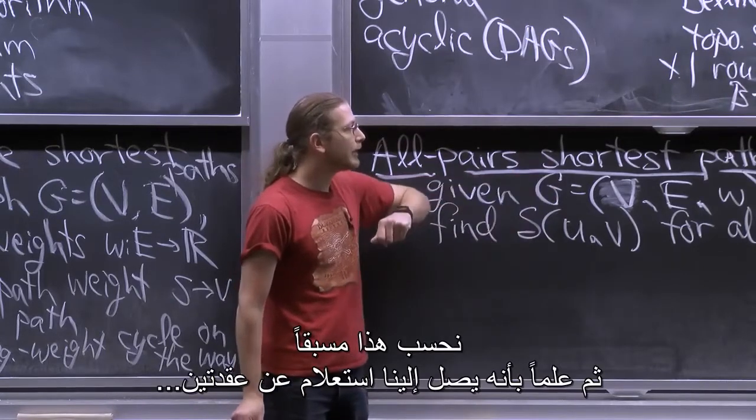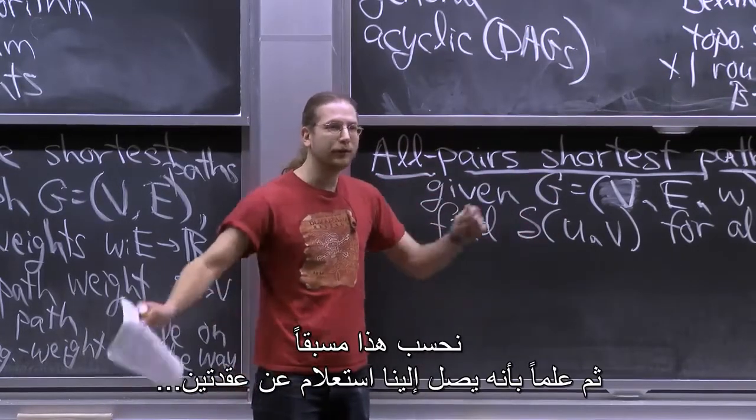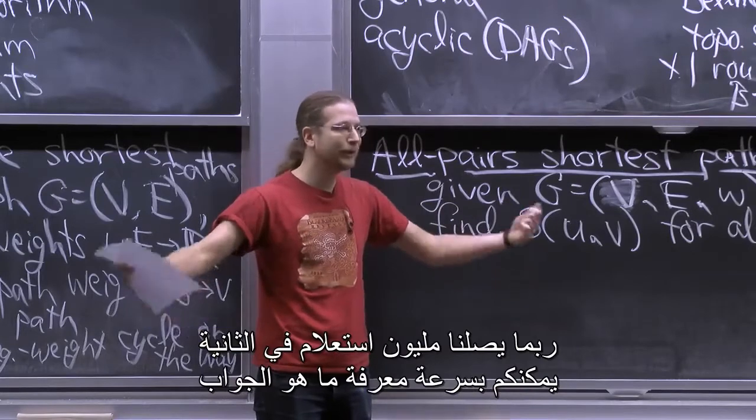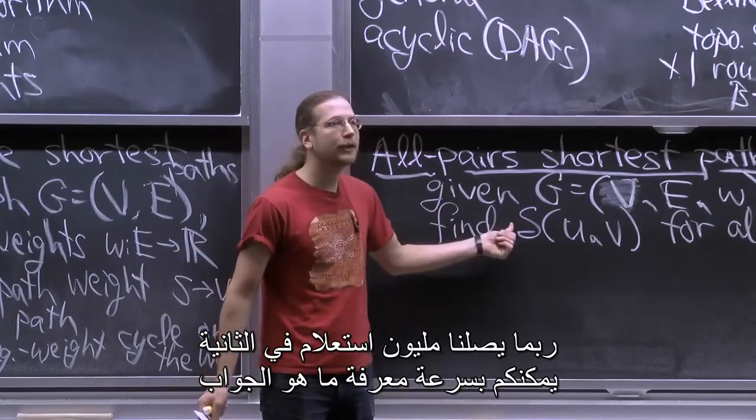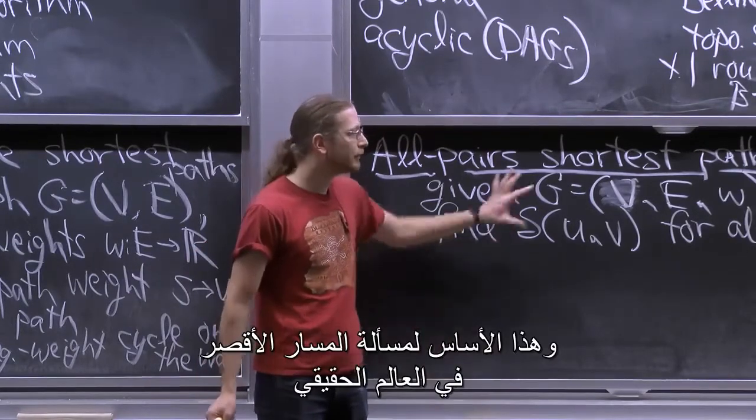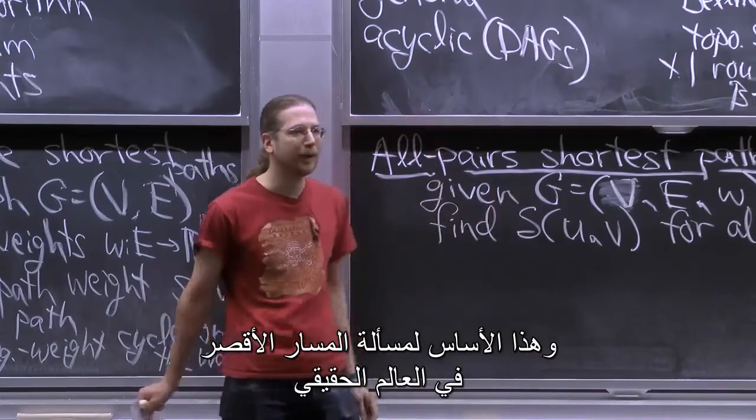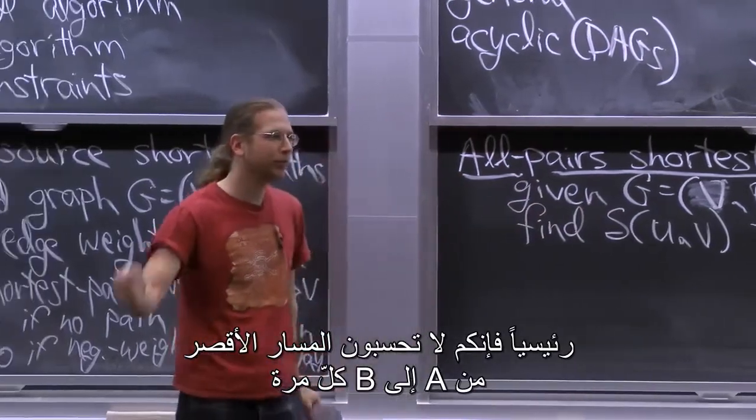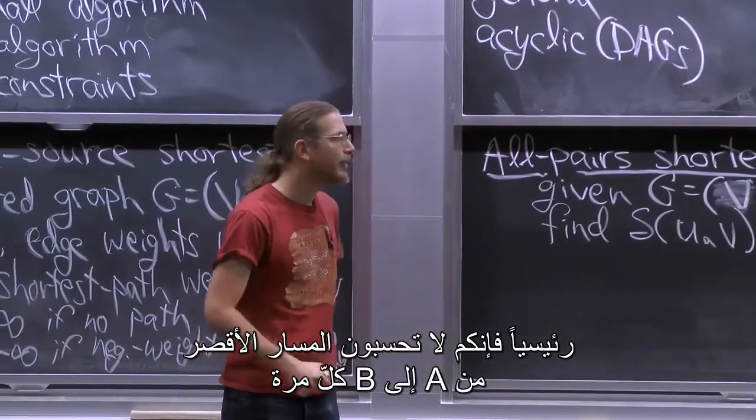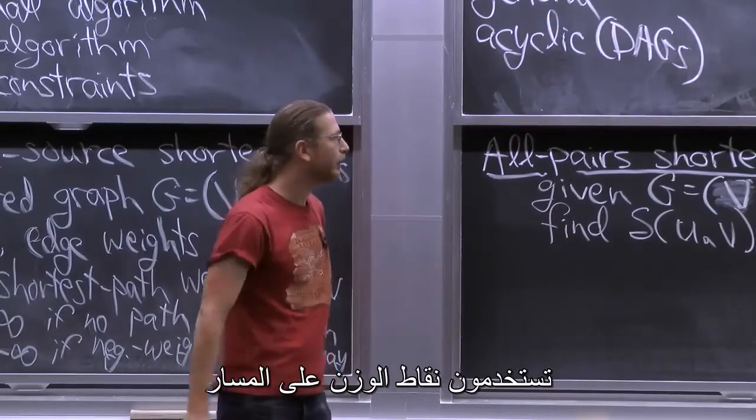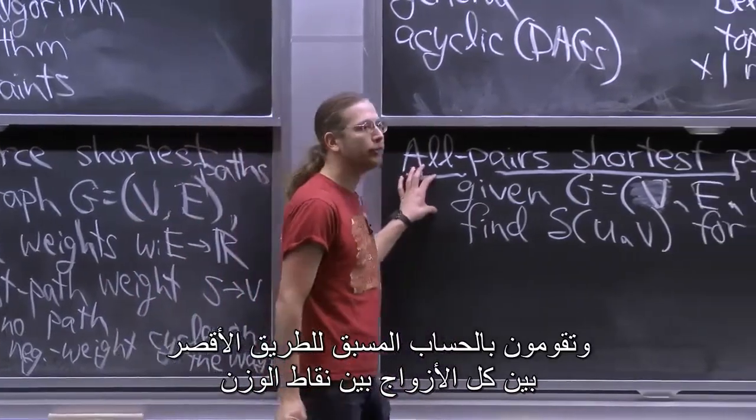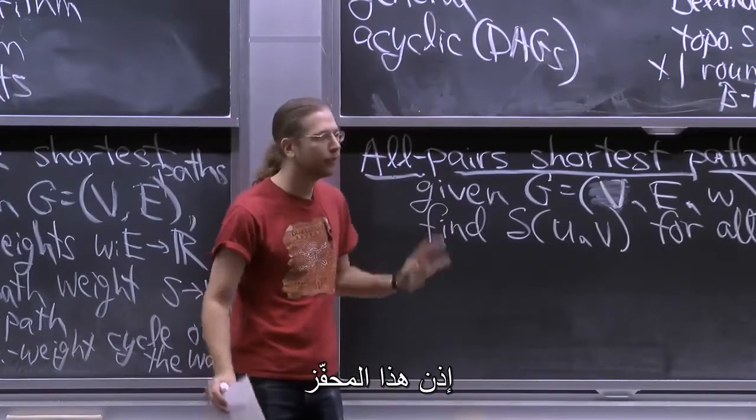Pre-compute this, and then given a query of 2 vertices, probably getting 1 million queries a second, you can very quickly know what the answer is. And this is the basis for real-world shortest paths. Typically, you don't compute shortest paths from A to B every single time. You use waypoints along the way, and you have pre-computed all pairs shortest paths between waypoints. So that's the motivation.